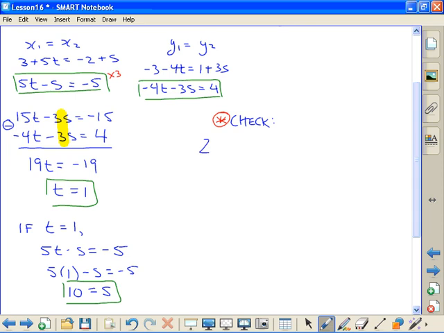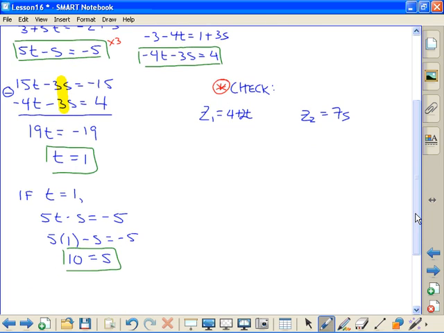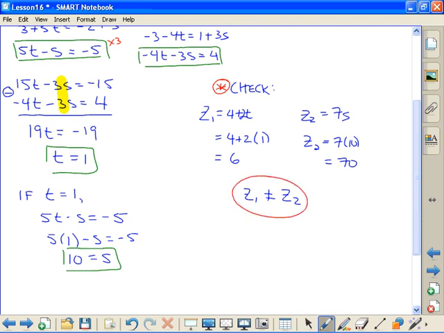So we're going to check our Z1, and the Z1 was 4 plus 2t, and our Z2 is 7s. Filling in the information, 4 plus 2 is 6, so Z1 is 6. Z2 is going to be 70. Z1 not equal to Z2. So what does that mean? It means that it is possible to find an XY coordinate that will match up on the 2 lines, but because Z1 is not equal to Z2, the lines are skew.